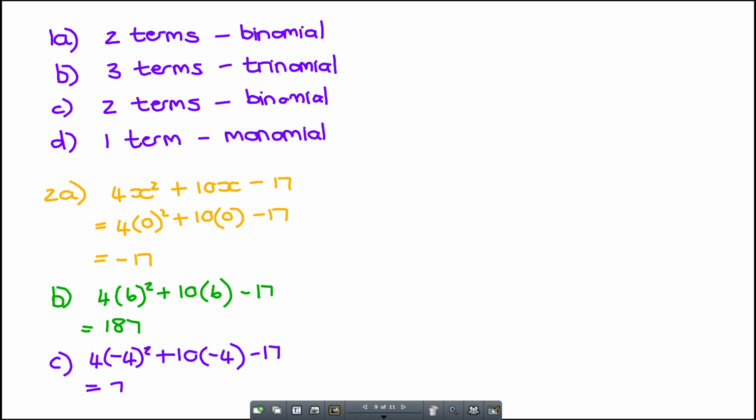No, you could just have written binomial, trinomial, monomial. Okay. Then at B, they said x must be 6. So if I substitute that in, I get 187. And at C, they said x is minus 4. So if I substitute that in, I get 7. Any questions there? Can I skip?